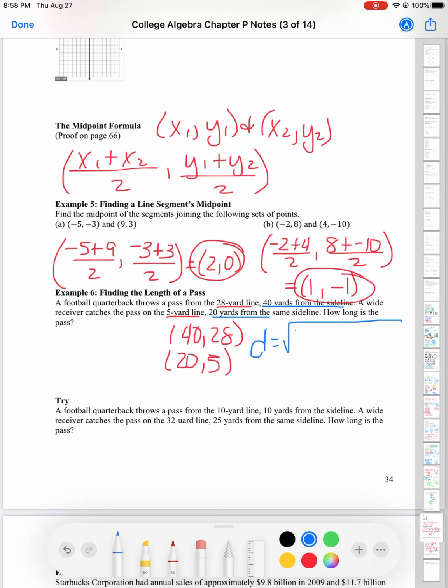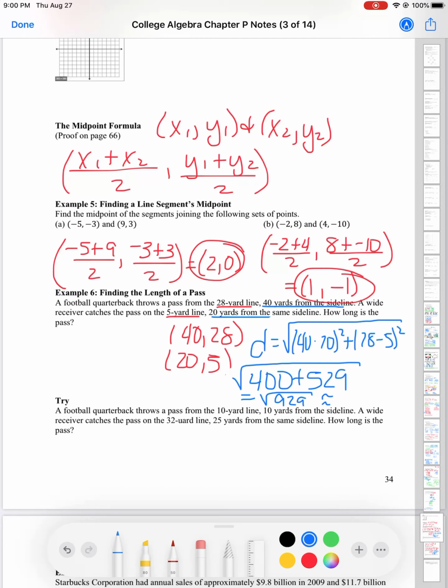So the distance is the square root of (40 minus 20) squared plus (28 minus 5) squared, which is the square root of 225 plus 484. No, that's not right. That's the next problem, my bad. Which is the square root of 400 plus 529. That's the square root of 929.